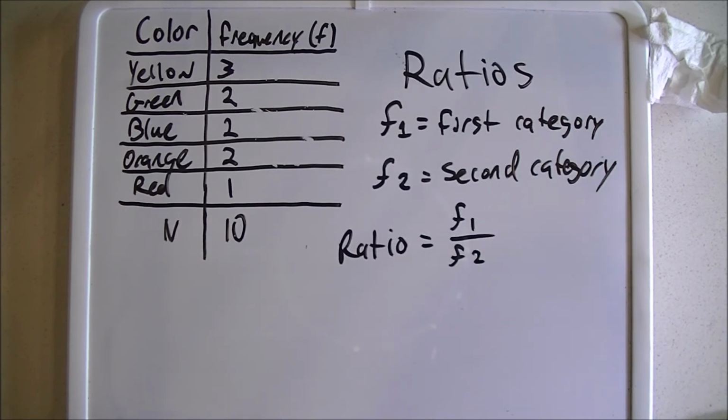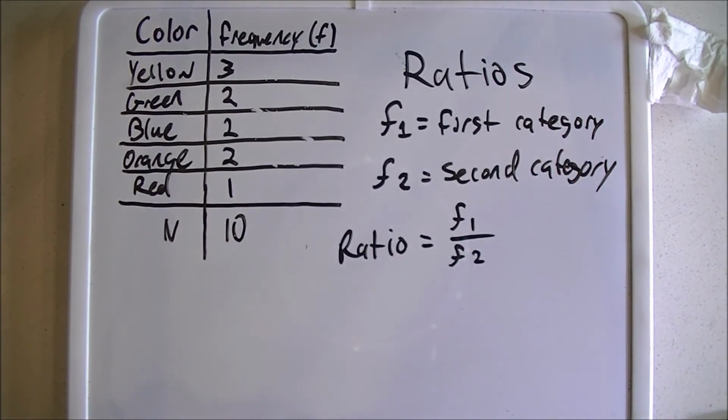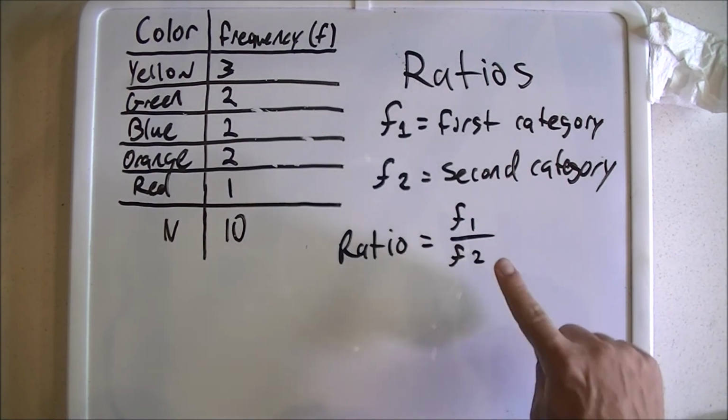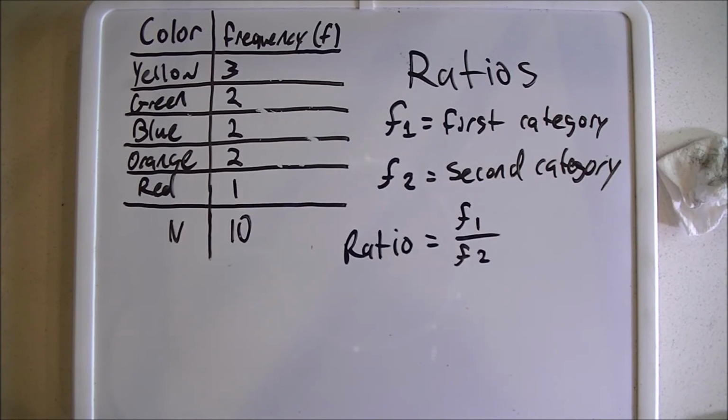Ratios allow us to compare relative sizes of different categories using this formula here. The F1 in the numerator stands for the frequency of the first category, and the F2, the denominator, stands for the frequency of the second category. For example, if we wanted to compare the frequency of blue M&Ms to red M&Ms in our sample, we would use a ratio. For interpretability, it is often easier to have the category with the largest number in the numerator. We can then plug in the numbers and see what we get.